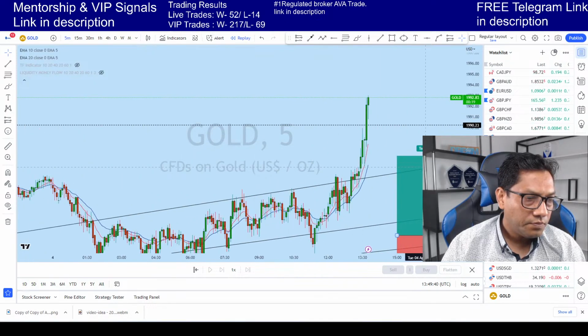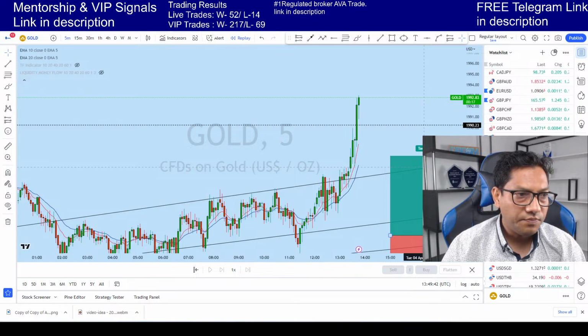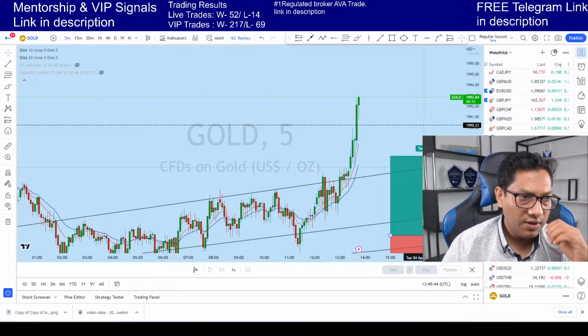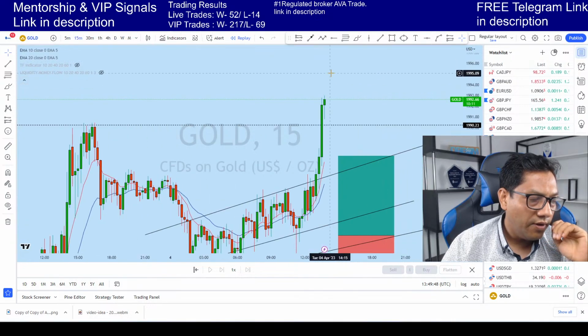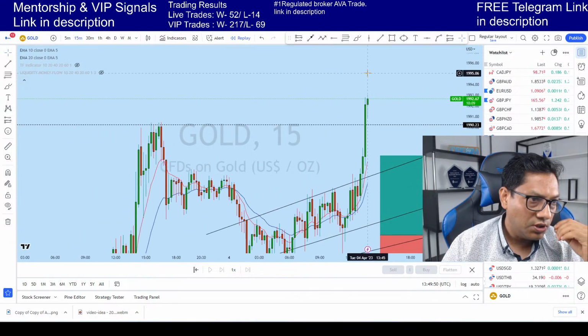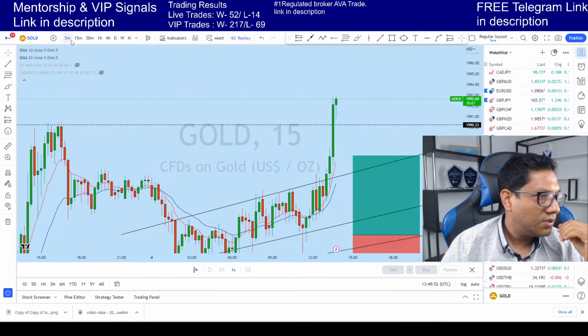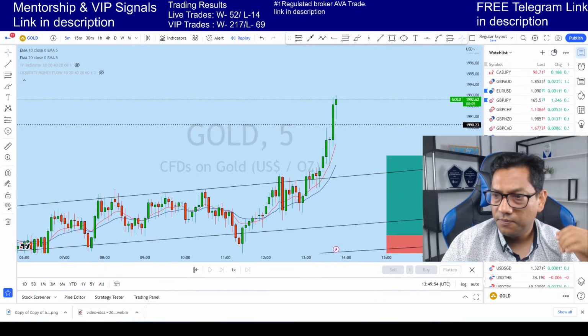Okay, gold is in fact significantly bullish, so we'll only be looking for bullish trading opportunities. 5 minutes, 15 minutes to see.